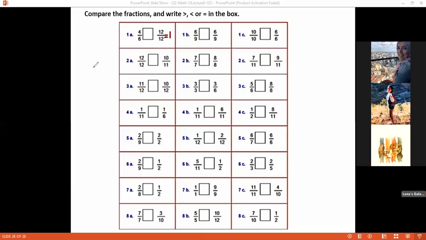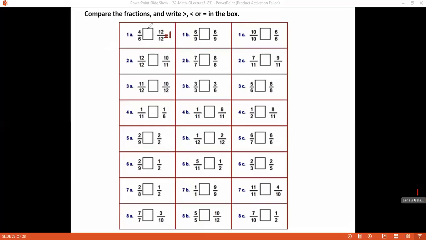Very good. And the first fraction, which is 4 over 6, is less than 1. Bravo, Malak. Excellent. Perfect job.